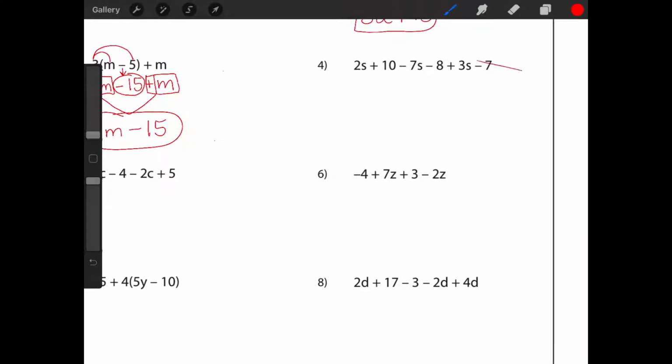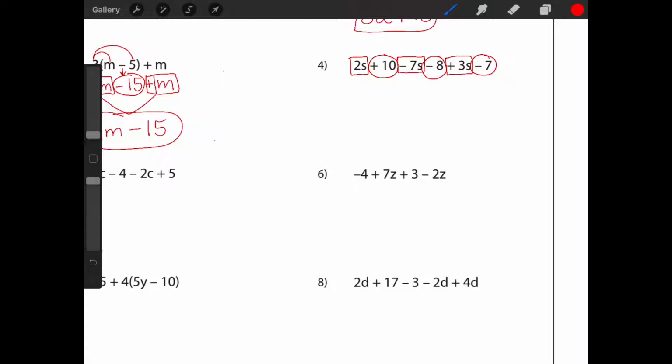Number 4, there's no distributive property. It's just a bunch of terms. So I'm gonna shape it up. And so when I do this, I'm gonna put a box around my s terms. And remember that you wanna include that sign in front of it, because that's not just a minus sign, that's actually a negative. So I've got positive 3s I'm going to put a box around. And now I'm going to circle all of my constants. So 10, negative 8, and negative 7.